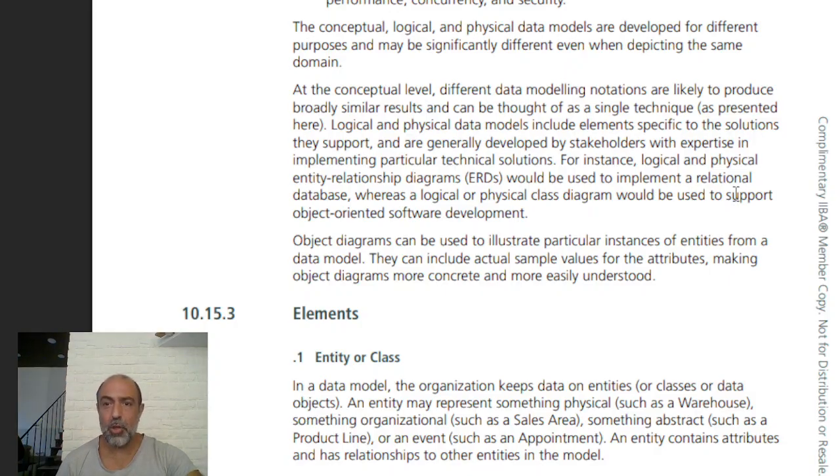So they're saying the logical and physical entity relationship diagrams would be used to implement a relational database, whereas a logical and physical class diagram would be used to support object-oriented software development. So OOP is a lot more, how do I create functions when it comes to the actual business? When it comes to how do I go to the database and find relationships?